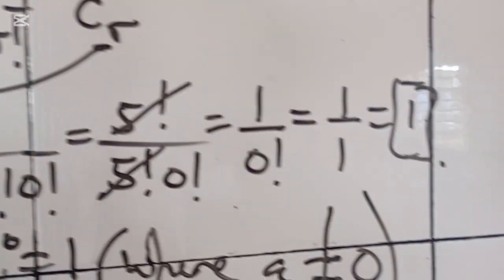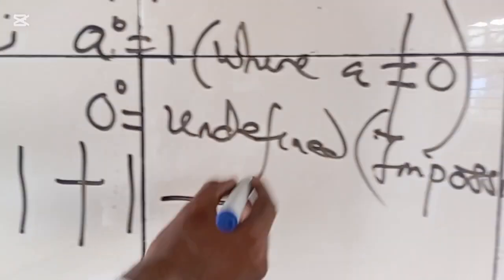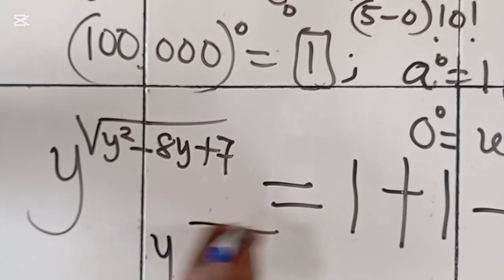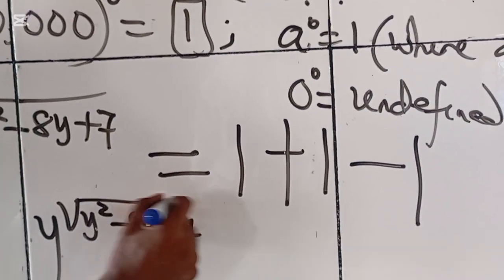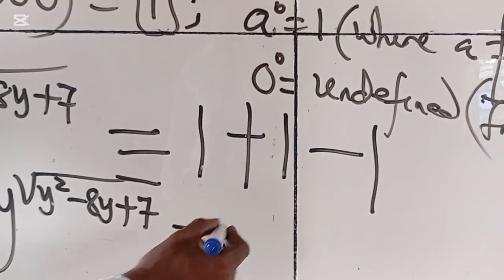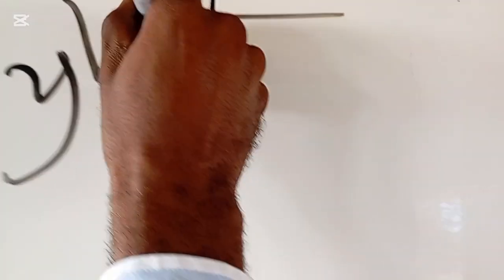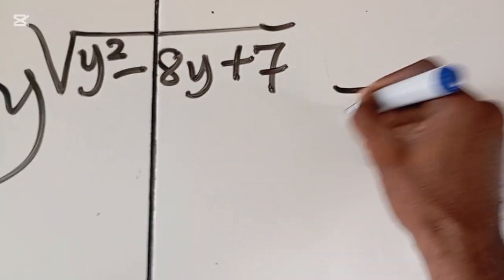Plus 5 combination 0, the answer is also 1. Minus 100,000 raised to 0, the answer is also 1. Now I reduce this. We have y raised to power square root of y squared minus 8y plus 7 is equal to 1 plus 1, 2. 2 minus 1, that is 1. We have y raised to square root of y squared minus 8y plus 7 is equal to 1 here.